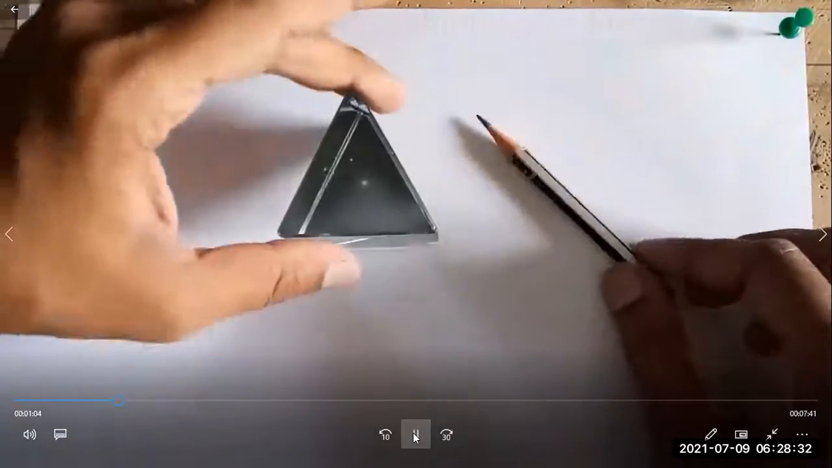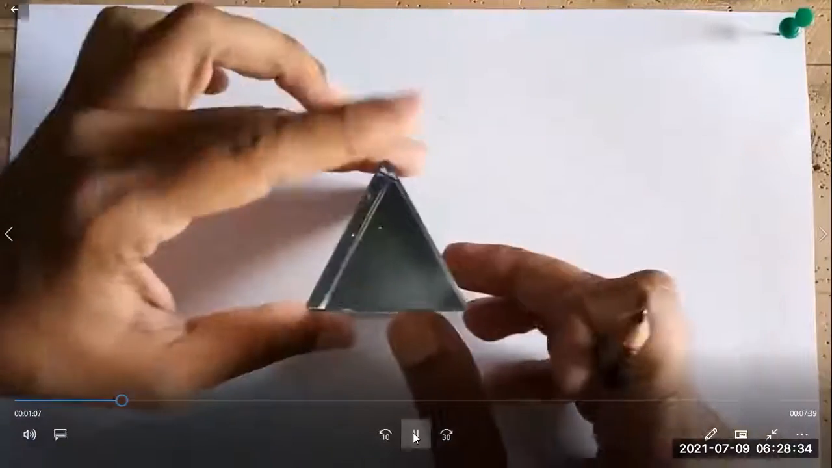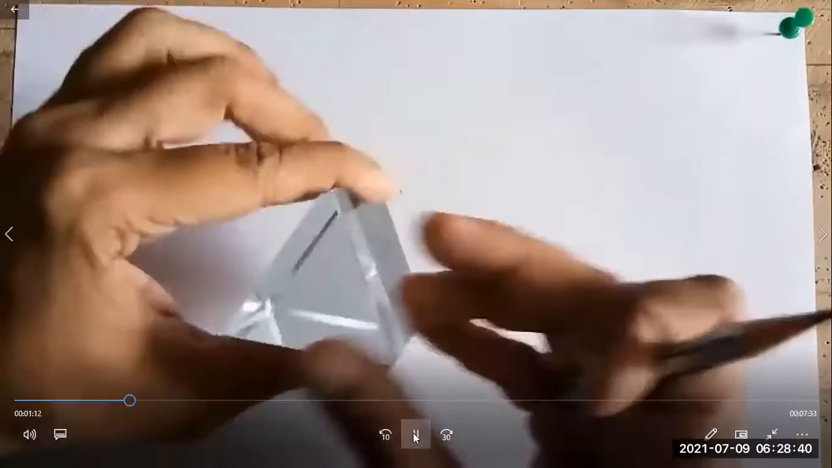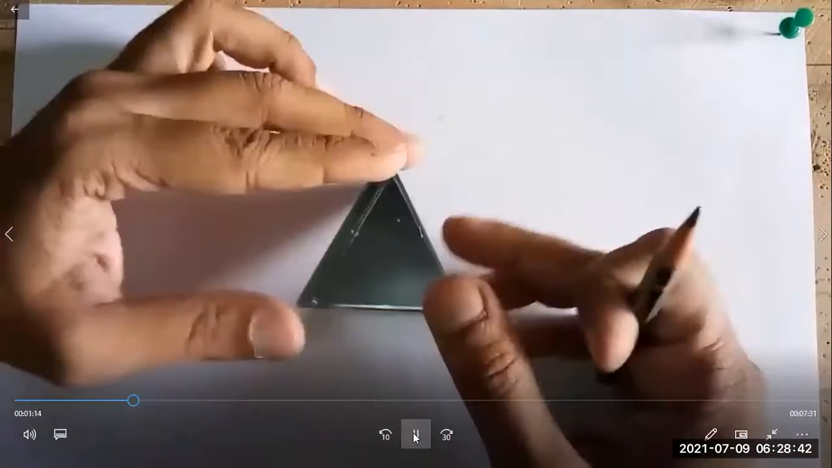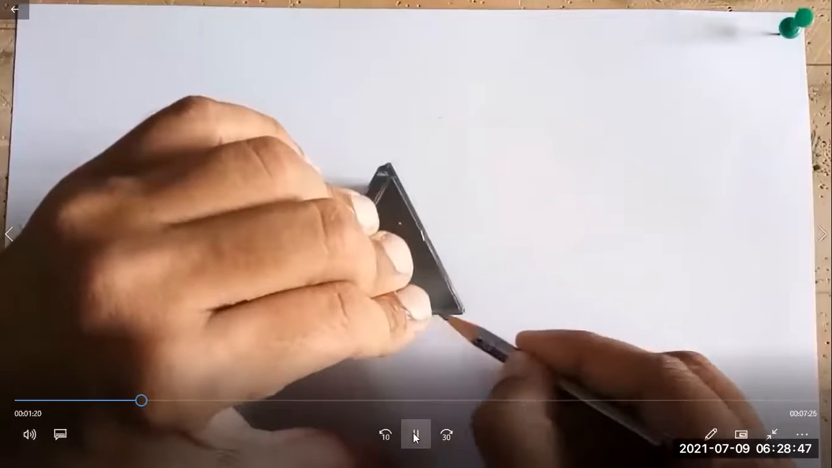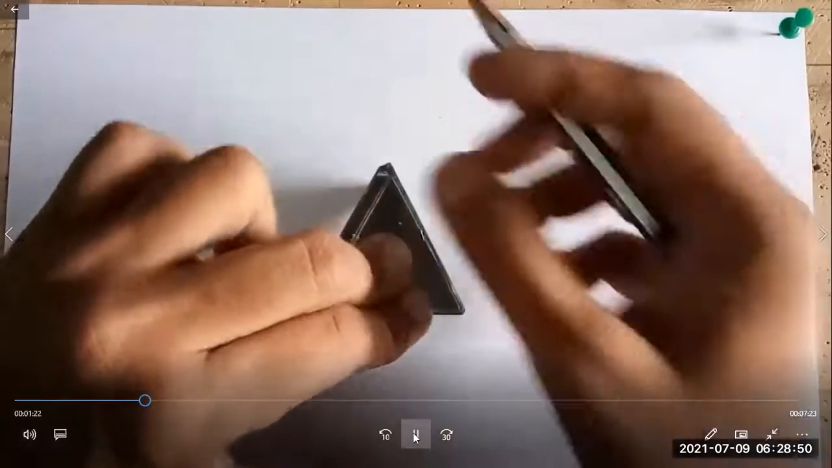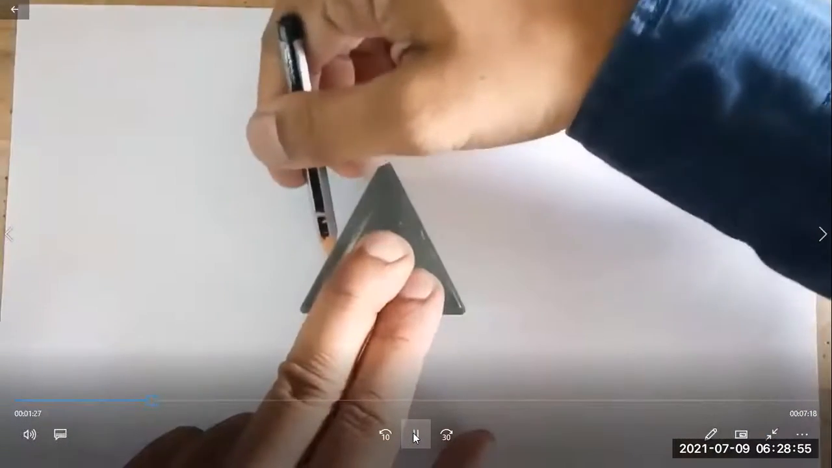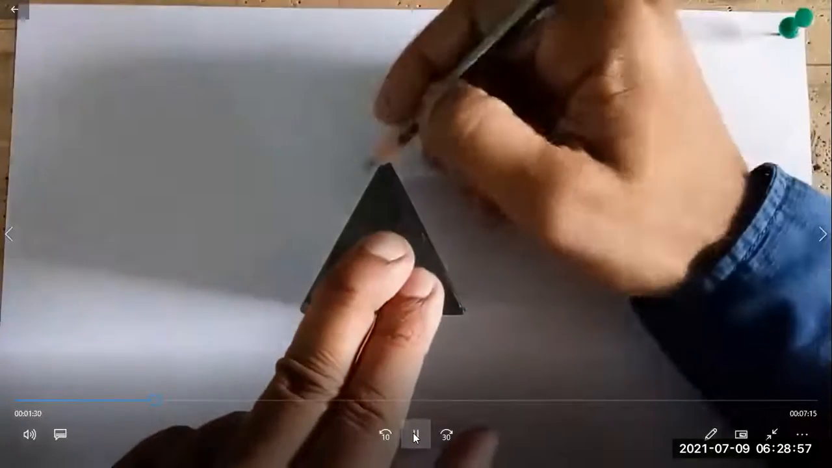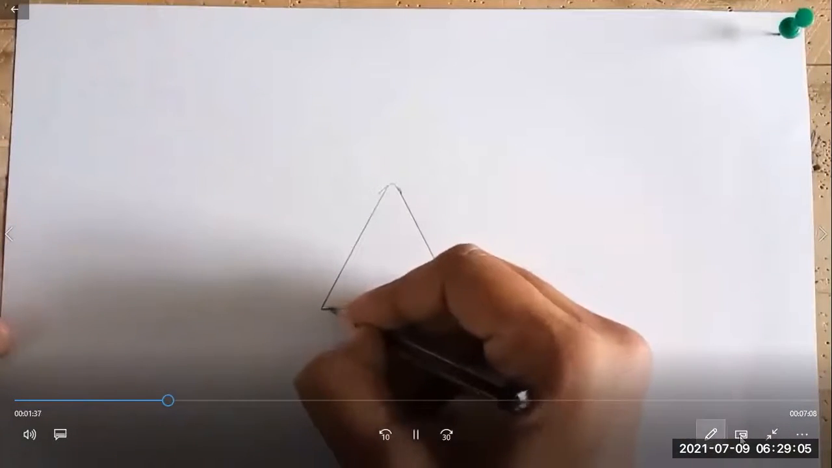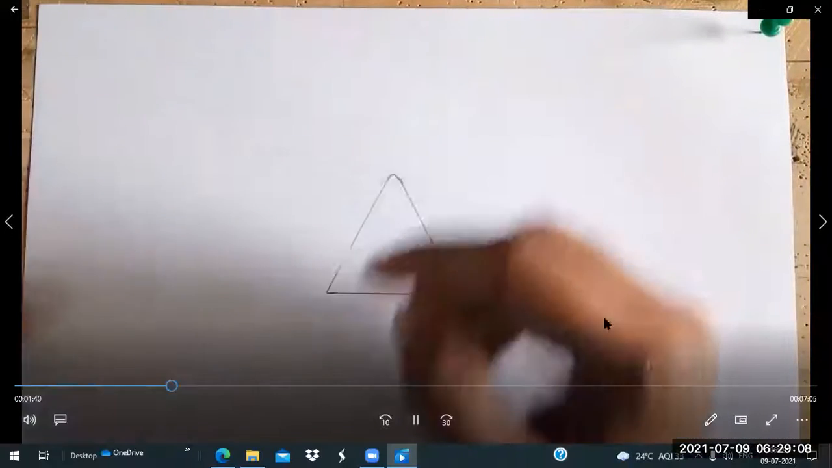Now what I am going to do is put this prism over here, and then I'm going to mark the outlines. Okay, so here we have made the outline.